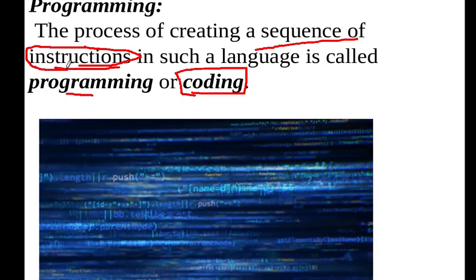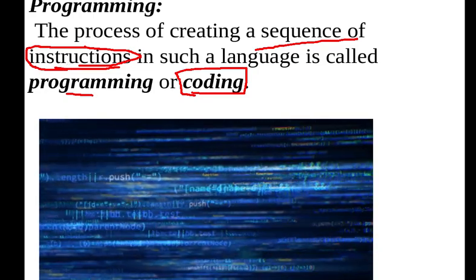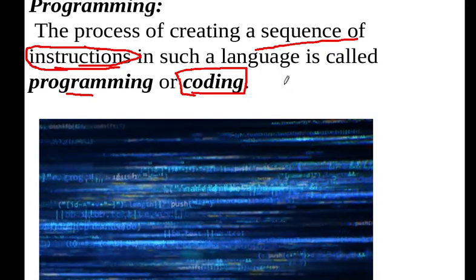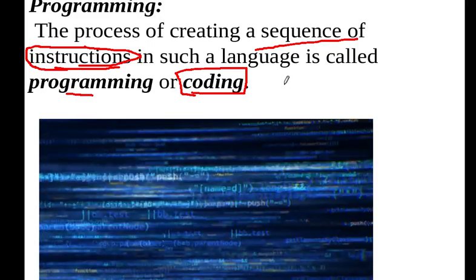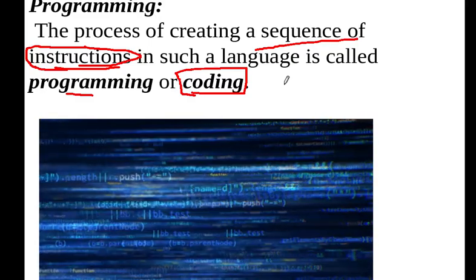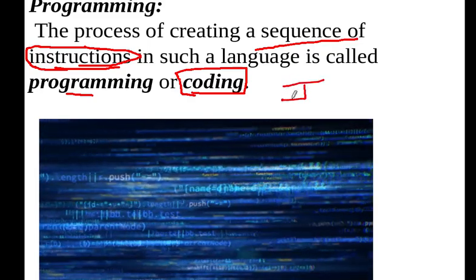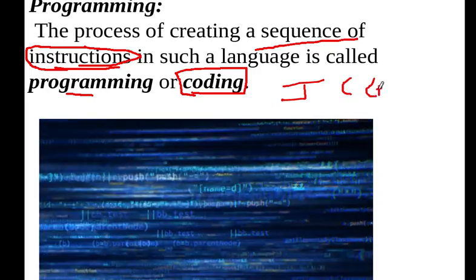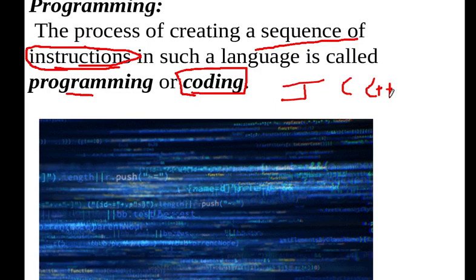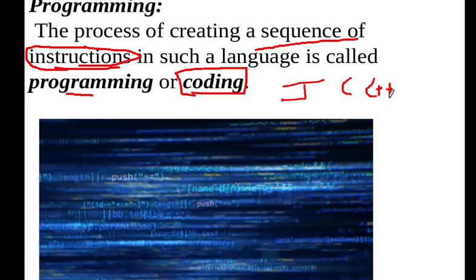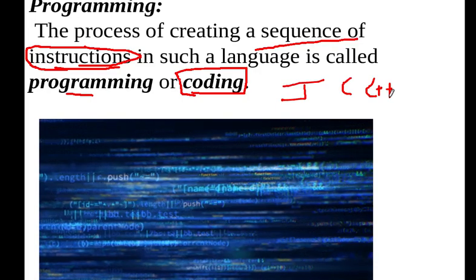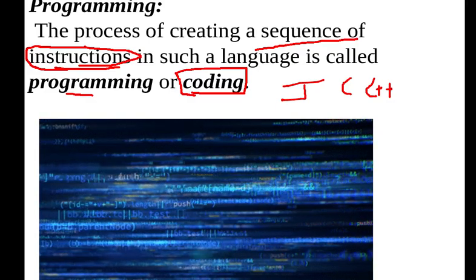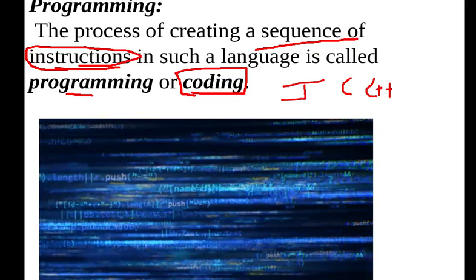See, the computer will only understand which language? Machine language. To generate machine language, we need code, right? So what kind of code? It may be Java code, it may be C code, or it may be C++ code. What kind of languages are these? These are all high level languages, right? To write a program we use languages like C, C++, Java, ASP.NET, Python, and so on.